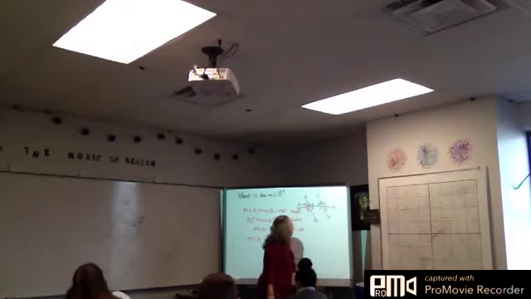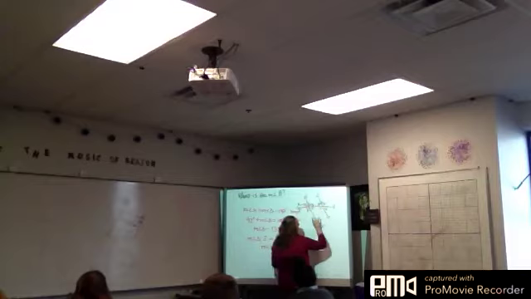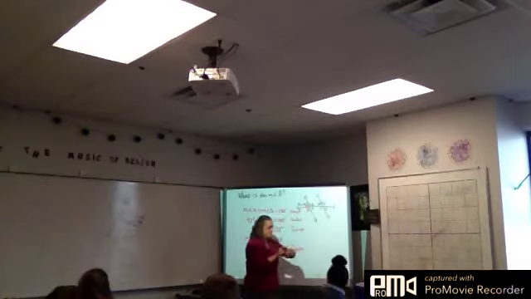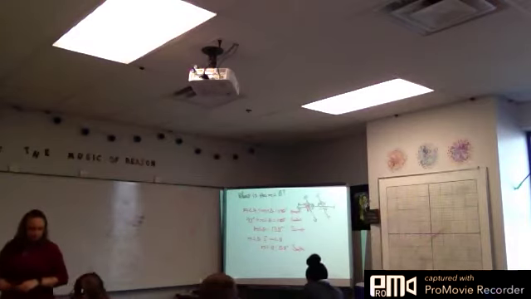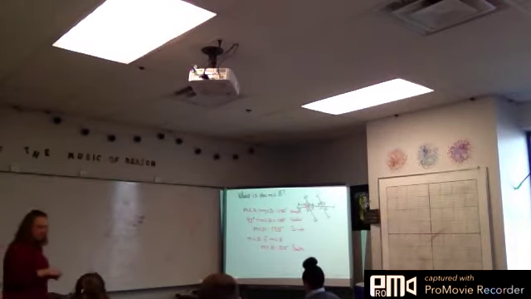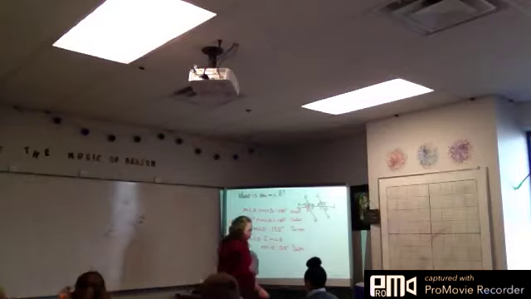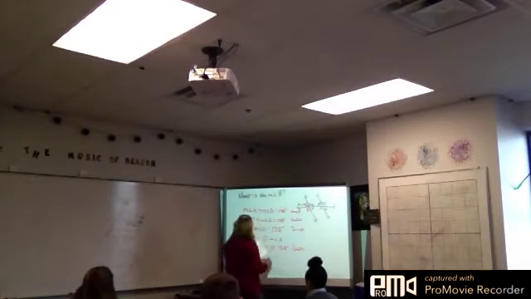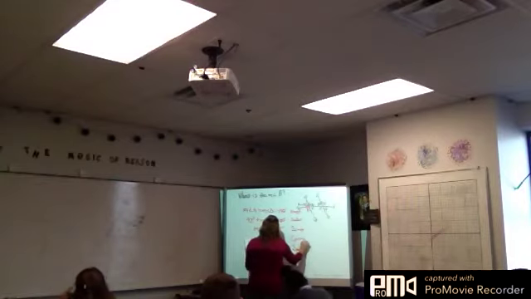They're not alternate exterior because that would be like this. They're not alternate interior because that would be like this. They're not consecutive because that would be this. What are they? Look at the first rule you wrote down. They're corresponding angles, okay?